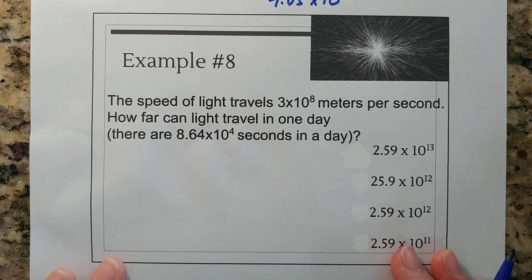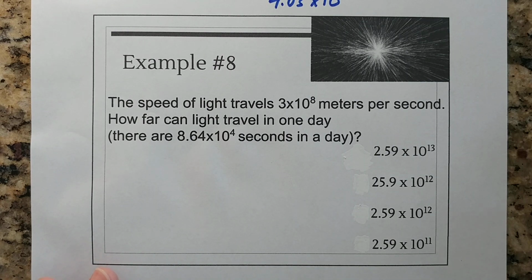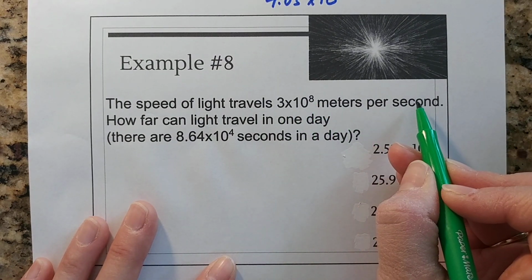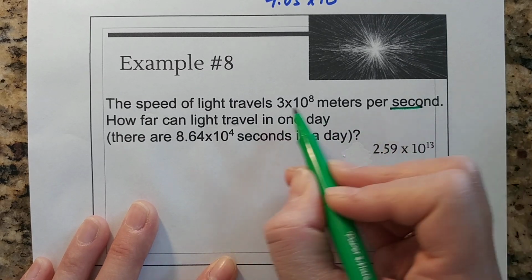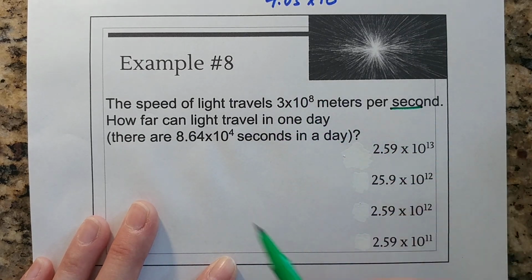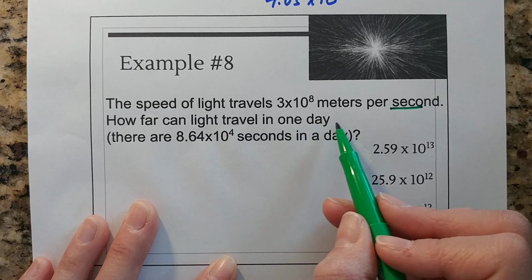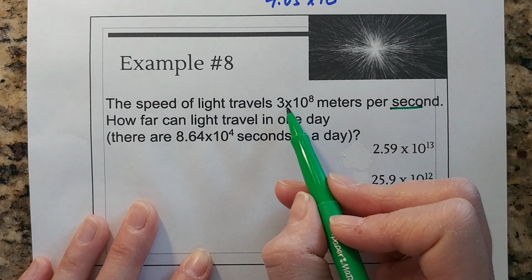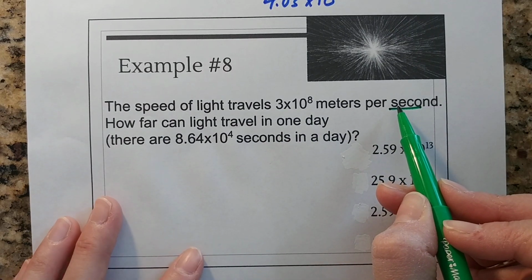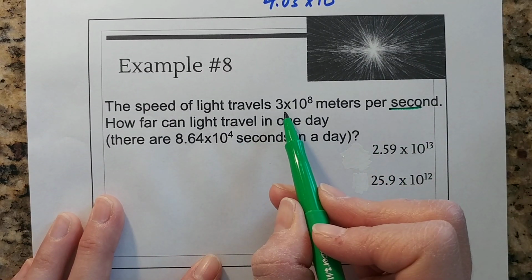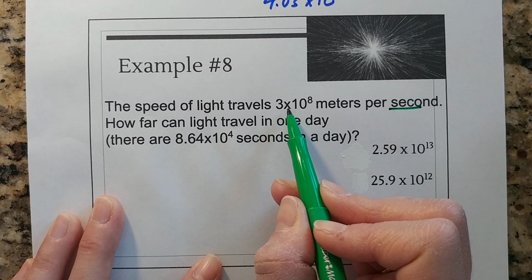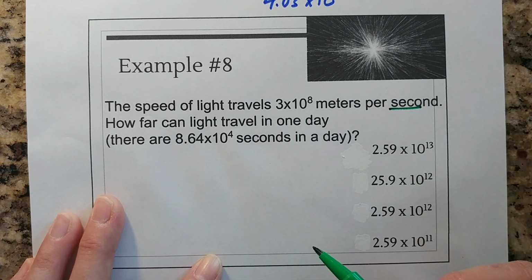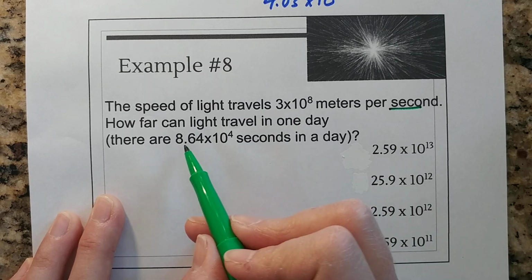Let's look at example number 8. The speed of light travels 3 times 10 to the 8th meters per second. So every second is traveling this far. How far can light travel in one day? There are this many seconds in a day, and it travels this far every single second. So the first second, it travels this far. The second second, it travels this far. The third second, it travels this far. Every single second. So how far could it travel in this many seconds?